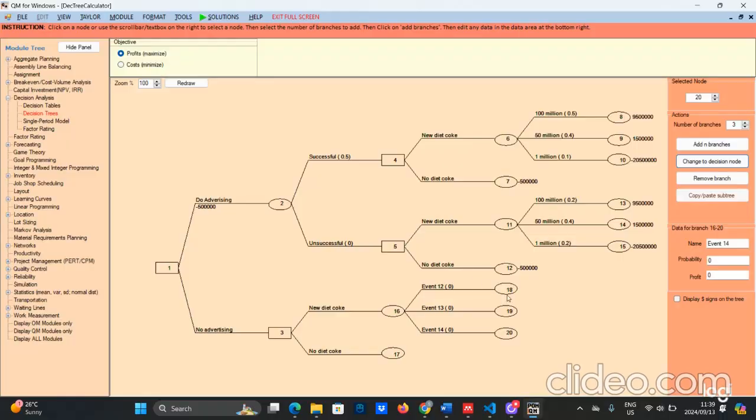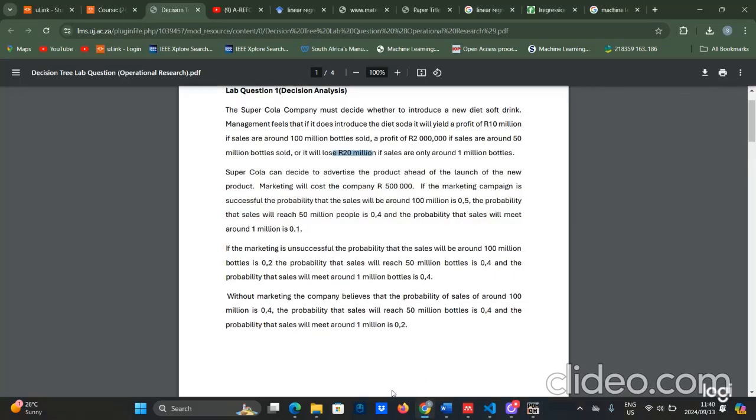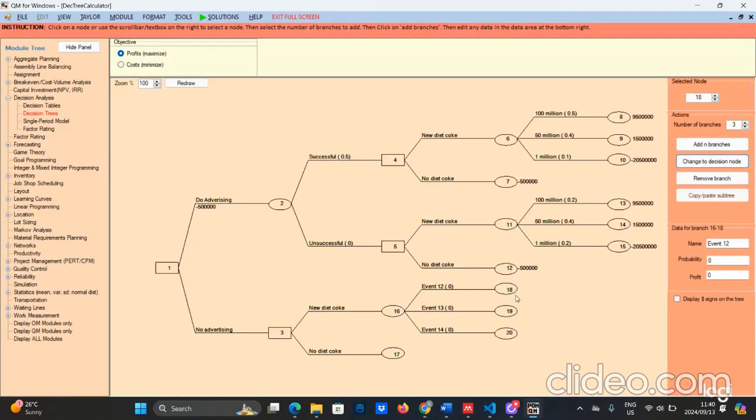So now here, if they introduce the new Diet Coke, they may either sell 100 million units, which means 100 million bottles, or 50 million bottles, or 1 million bottles.